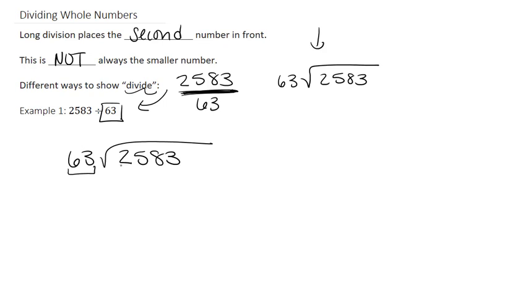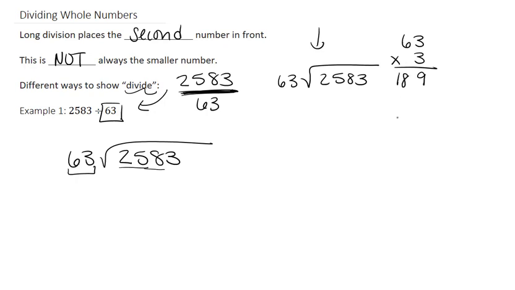So 63 can't go into 2 because 63 is larger than 2. It can't go into 25, so we'll look at the first 2 digits because 63 is still larger than 25. But it can go into 258. Now, 258. So 63. So let's go over a few things. So 63, if we times it by 3, what does that become? 3 times 3 is 9. 3 times 6 is 18.